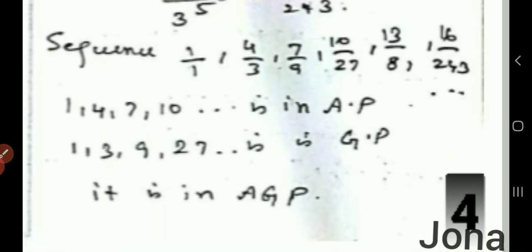Look at the numerator: 1, 4, 7, 10, 13, 16. So it has the common difference 3. And at the denominator, look at 1, 3, 9, 27, 81, 243. So it's in powers of 3, isn't it? So we can say this is in GP. So the numerator is in AP and the denominator is in GP. So we can easily conclude that this is in AGP, that is arithmetic geometric progression.